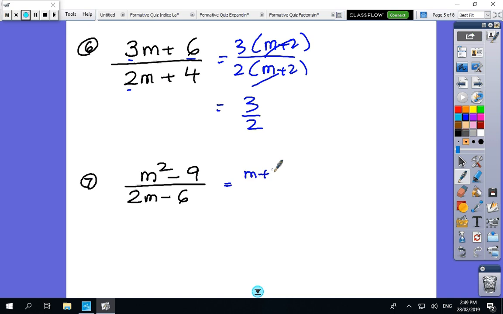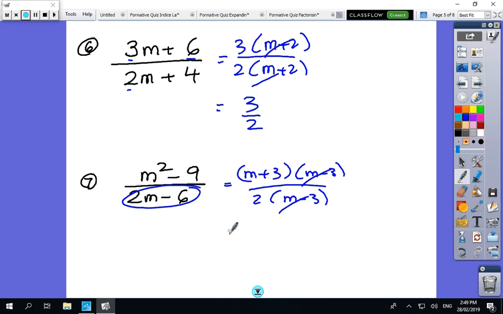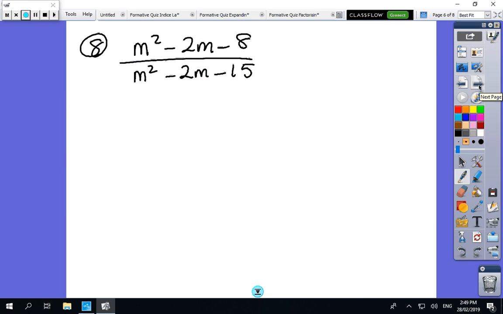This is difference of 2 squares. This is a common term. That cancels with that, so the answer is just n plus 3 over 2, and it's your final answer. Come across. Okay, factorise, then cancel.